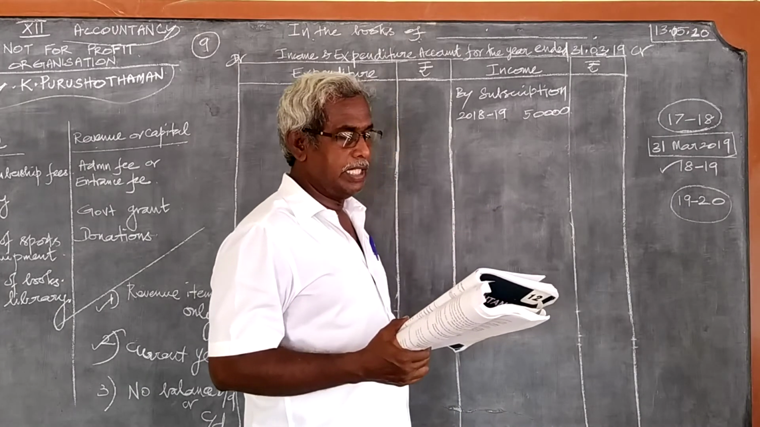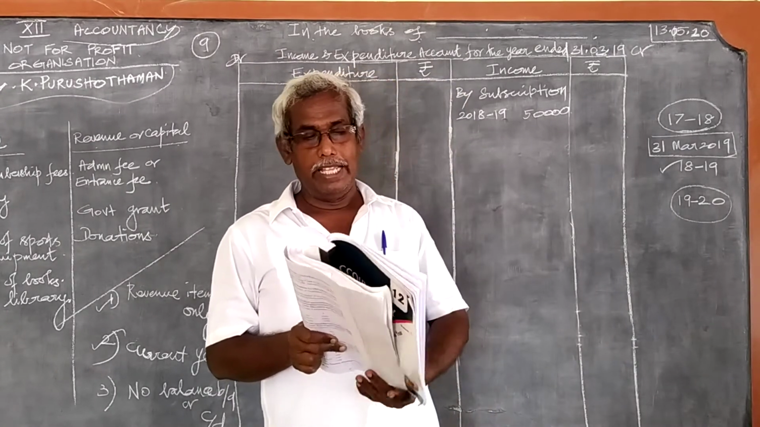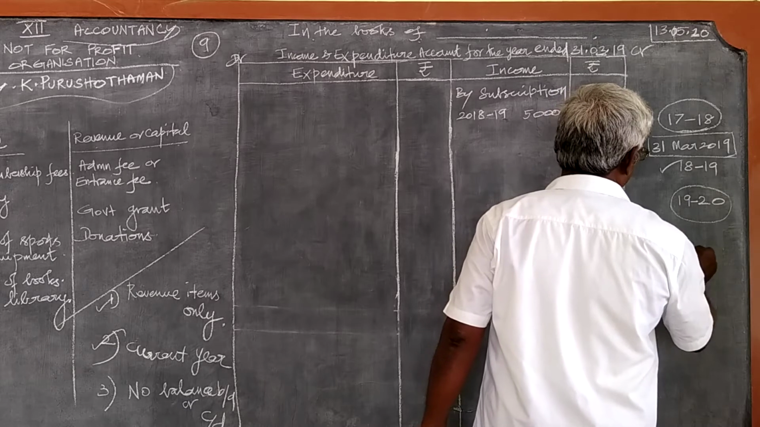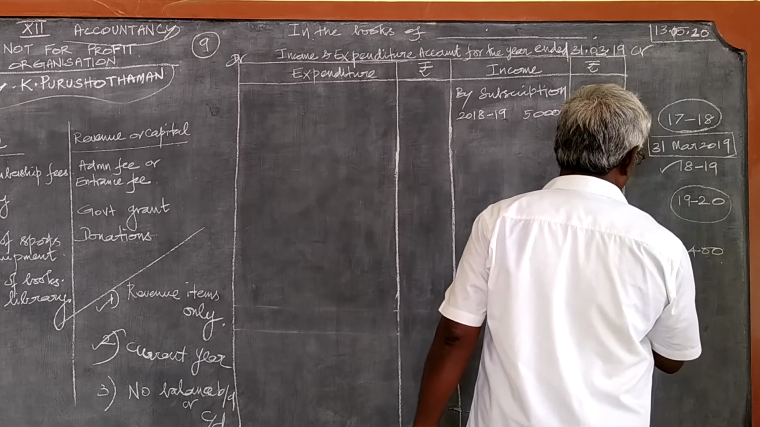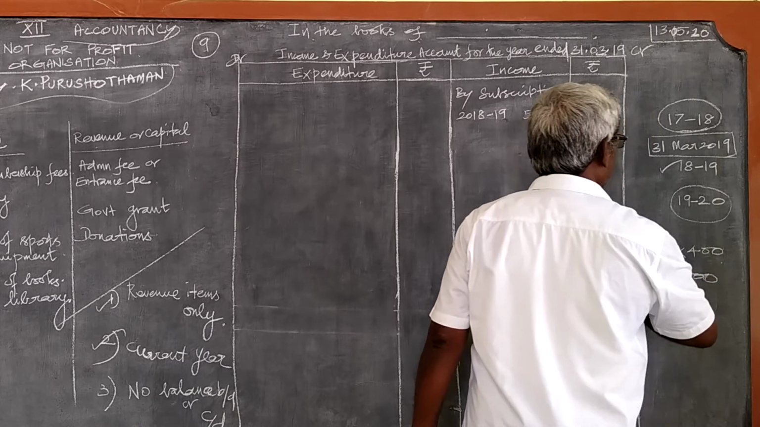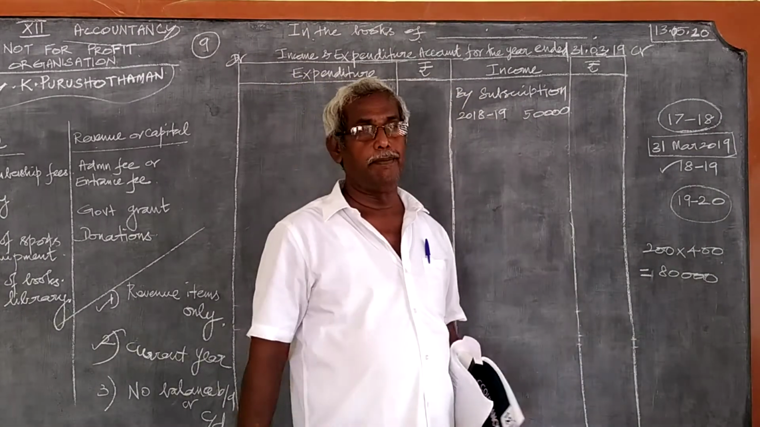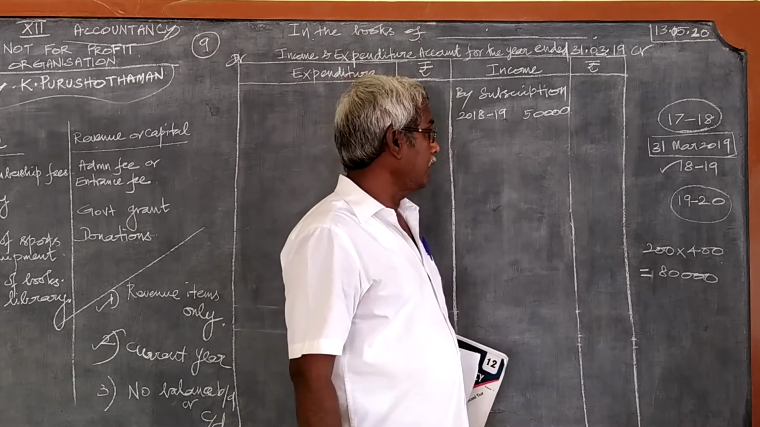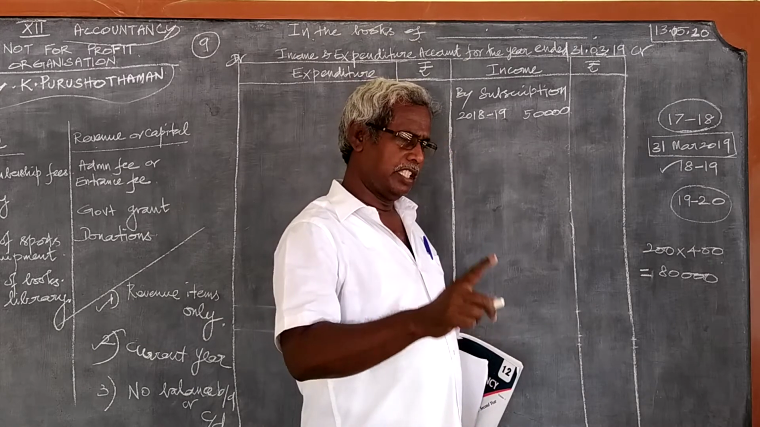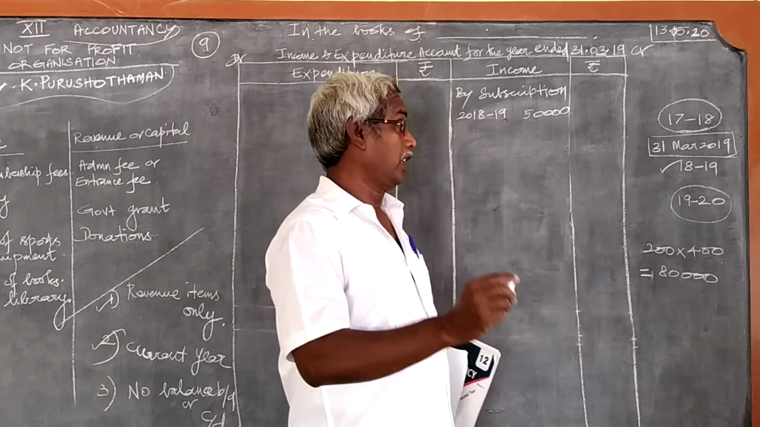There are 200 members in the club, each paying a subscription of 400 per annum. There are 200 members. They should pay 400 each. So what amount should have been paid? 80,000 should have been paid. But how much is actually paid? 50,000. What I said just now, whether it is paid or not, the amount should be shown fully in the account.